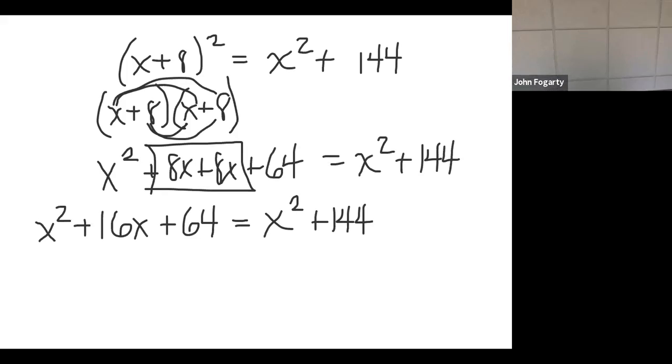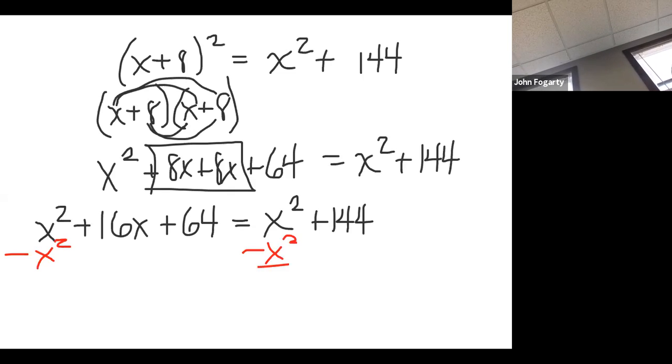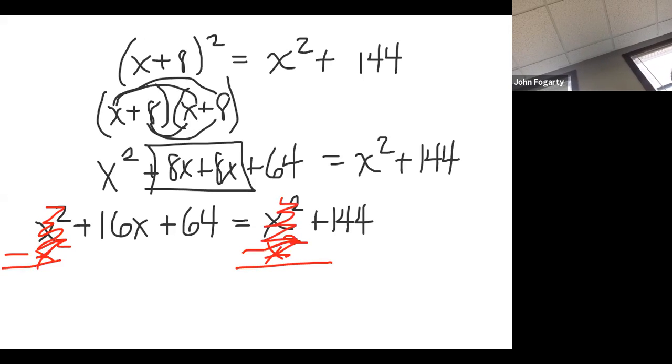Now, we got to get all our x's on one side, right? So look what I'm going to do here. I'm going to subtract x squared here. I'm going to subtract x squared here. So they're gone, right? So now what am I left with? 16x plus 64 equals 144. So I'm going to subtract 64 here, subtract 64 here.